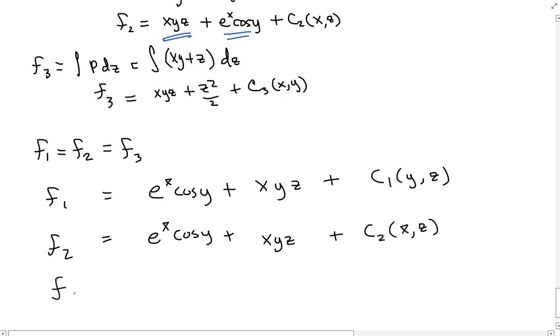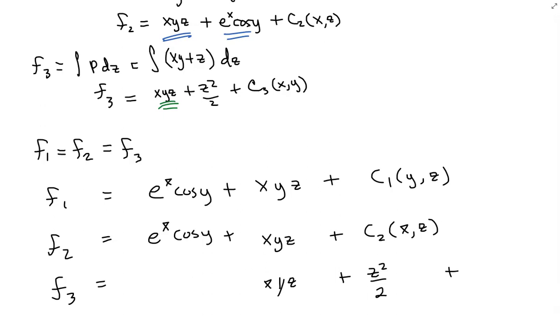Alright, one more time. So f3 had an xyz, so let me line that up with the other ones. xyz. Then I had this other term that we didn't see just yet, z squared over 2, and then plus, actually let me move this one over here. We're going to move it over to the front, c3 of x and y.